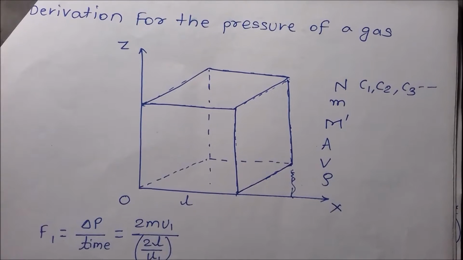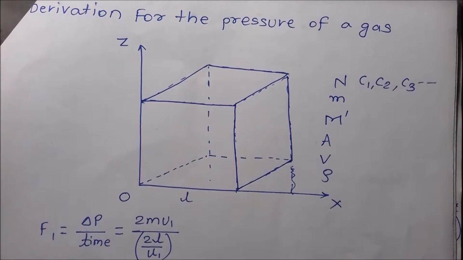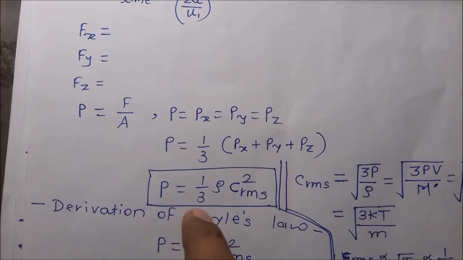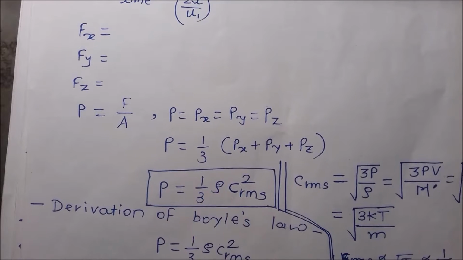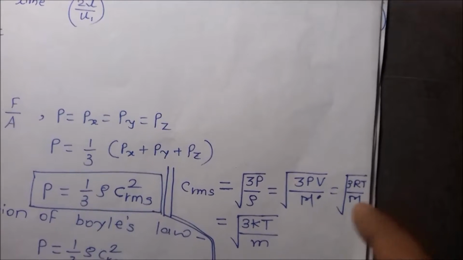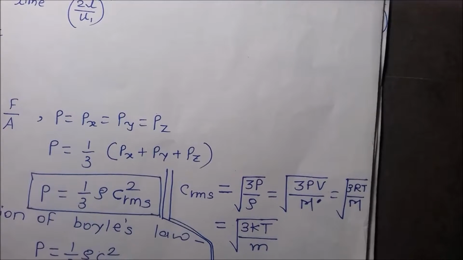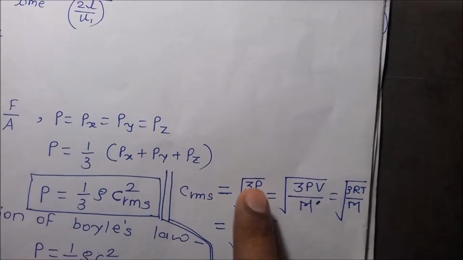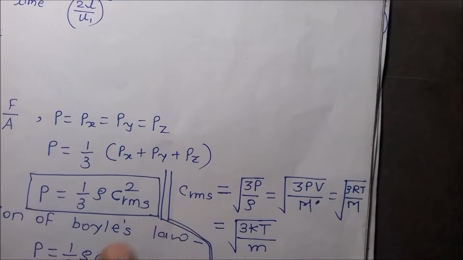Then derivation for pressure of a gas. Pressure of a gas and RMS velocity are related by this formula. Derivation is not useful for the CET or NEET purpose. Then Boyle's law can be derived from this formula. CRMS is equal to root 3p upon rho. But CRMS is independent of pressure. It looks like CRMS is proportional to root of pressure, but it is not. CRMS is independent of pressure.